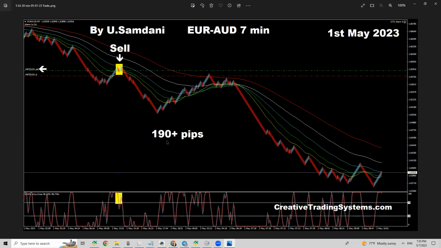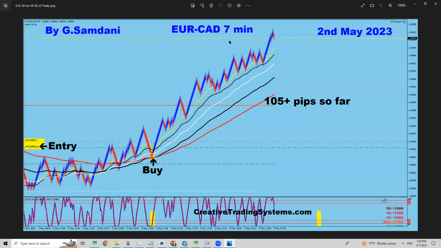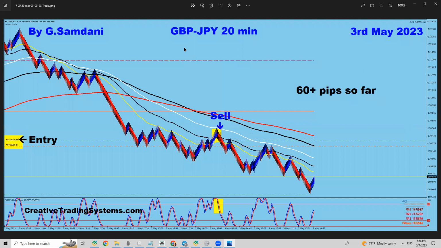It is 190 pip. You can see this 190 pip, right? I would close way earlier, but he's learning and he says like, okay, let me try this, dad. And okay, no problem, hold on to it. So this is how it is. Euro CAD from 7-minute chart. This is beautiful entry here by the book, and you can see the buy order here, and it's 405 pip. A lot of trades last week.